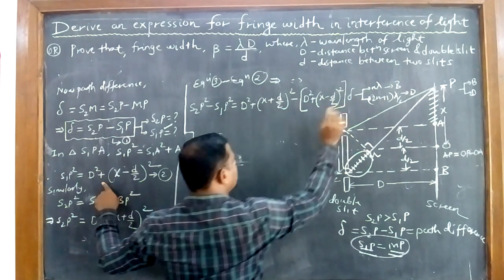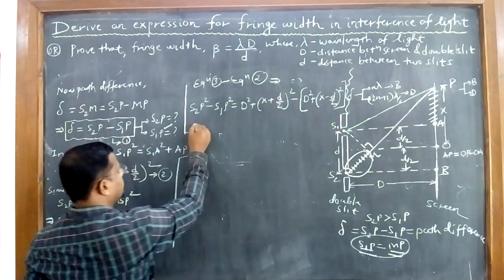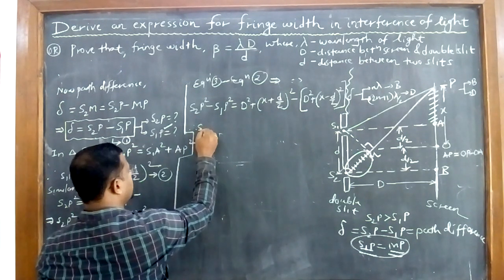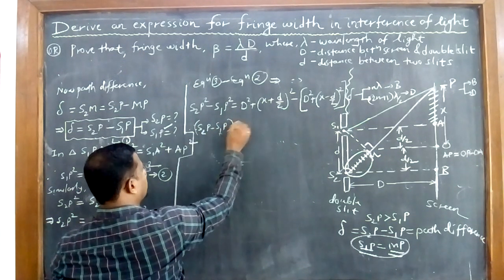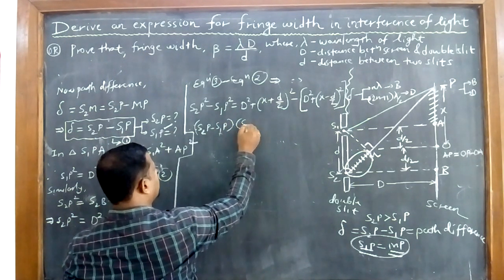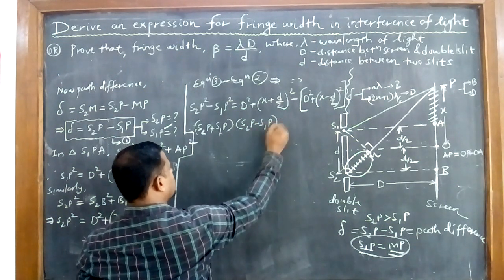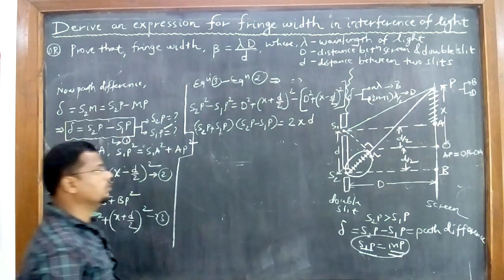Okay, this we have to solve now. Therefore, what is a² minus b²? It is (a + b)(a − b). This is equal to 2xd. You may ask the question: how?